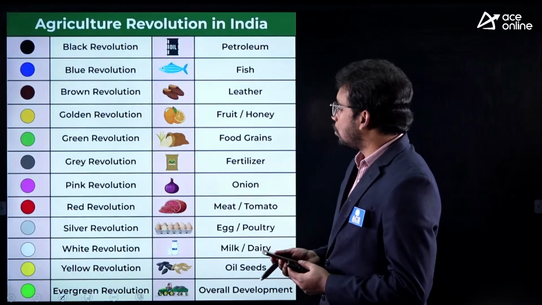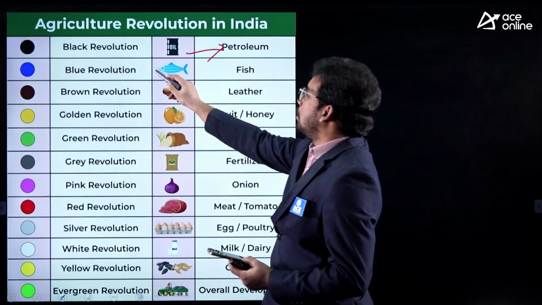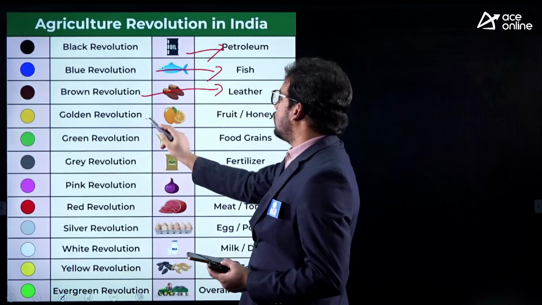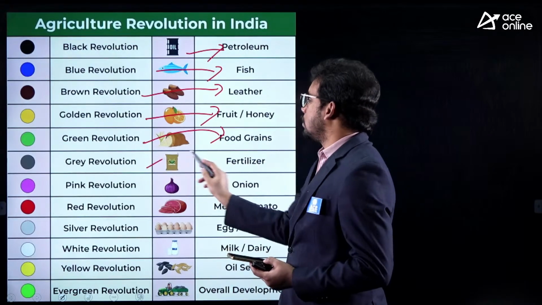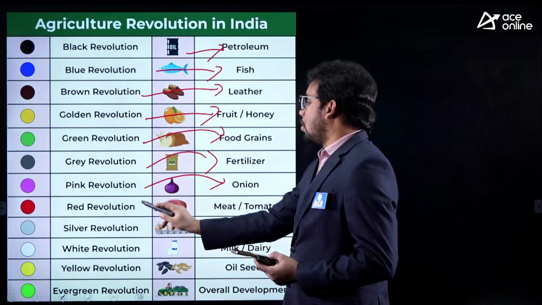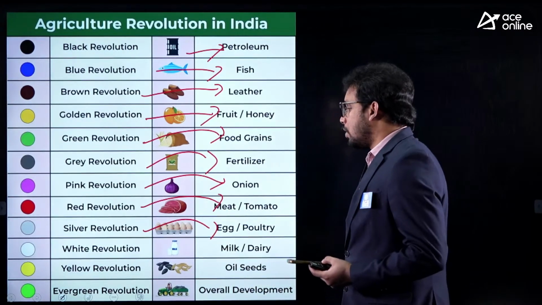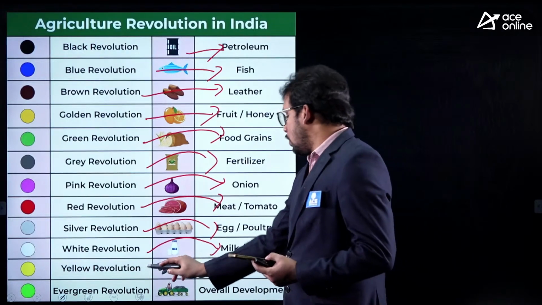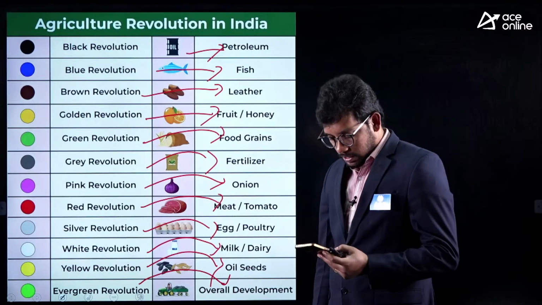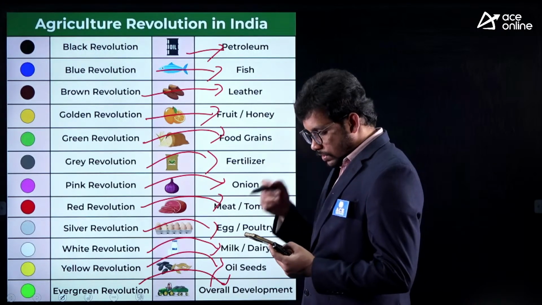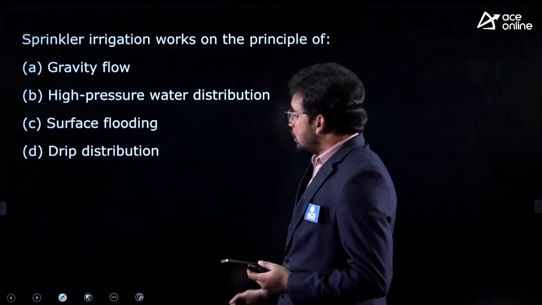So quickly, if you are able to revise these revolutions, because this has been asked in many exams. Black revolution petroleum, blue revolution fish, brown revolution leather, golden revolution fruit and honey, then green revolution food grains, grey revolution fertilizer, pink revolution onions, red revolution meat and tomato, silver revolution egg and poultry, white revolution milk and dairy, yellow revolution oil seeds, right? Then evergreen revolution overall sustainable agriculture. So these are very popular questions. Yes, jute is correct.